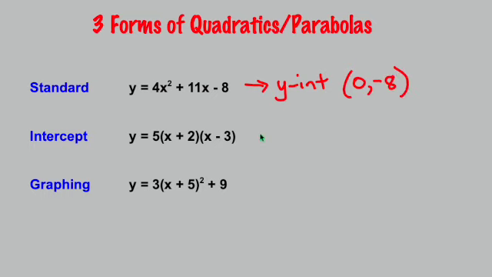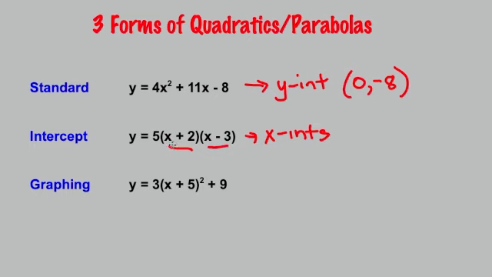The intercept form will actually tell you something a little bit different. It's going to actually tell you the x-intercepts. And in this case here, you're going to look at each of the parentheses. You're going to ignore the number, the multiplier out in front. But ask yourself, what would x need to be in order for this parentheses to be equal to 0?